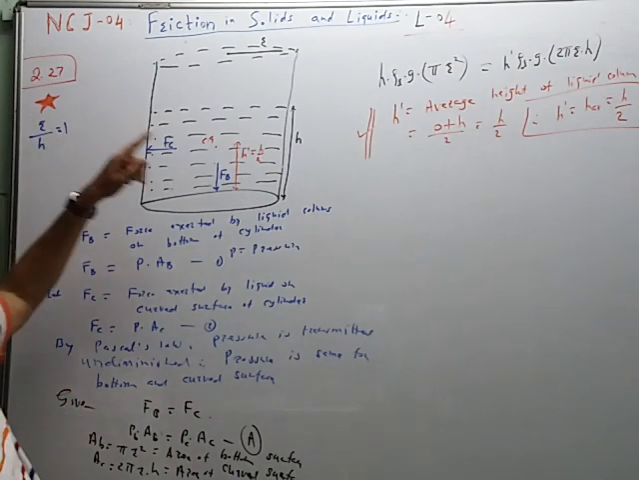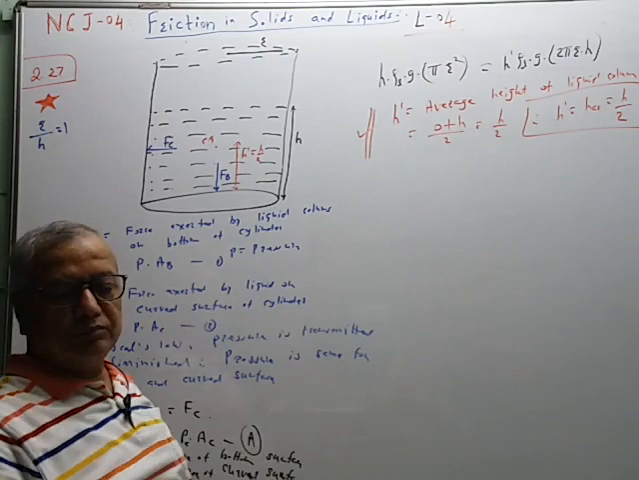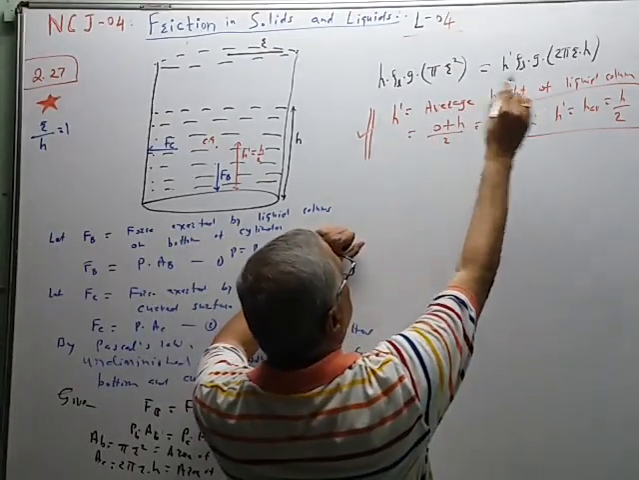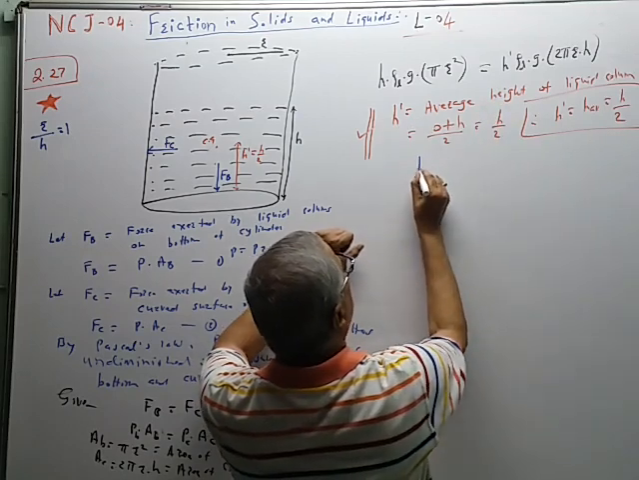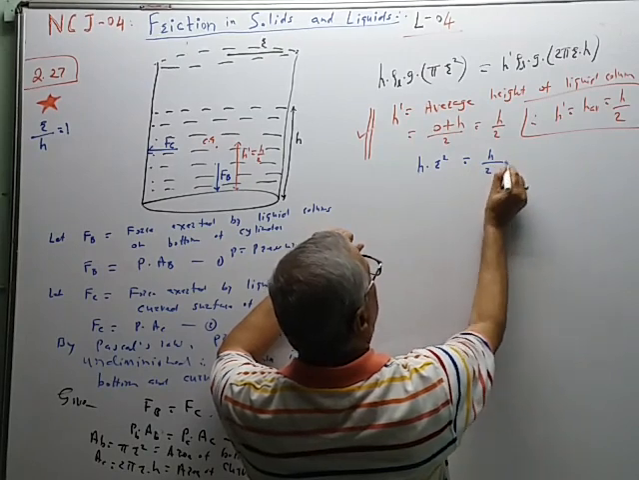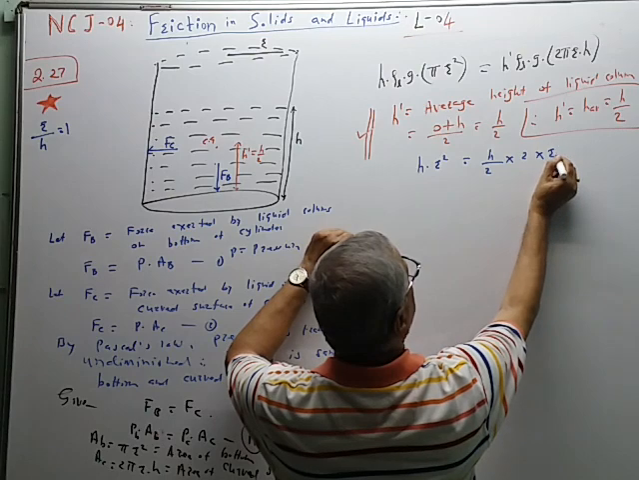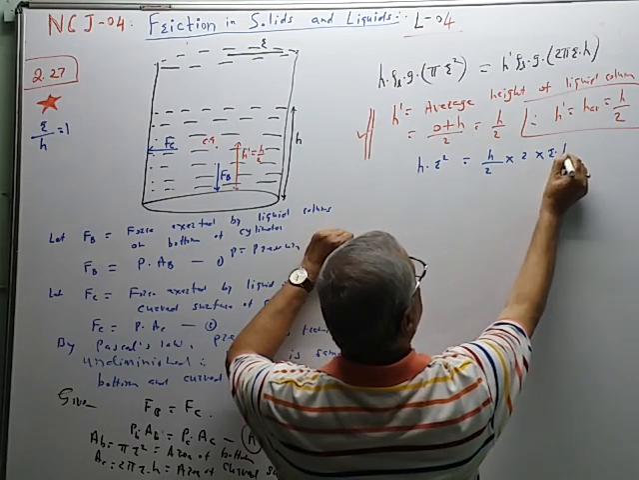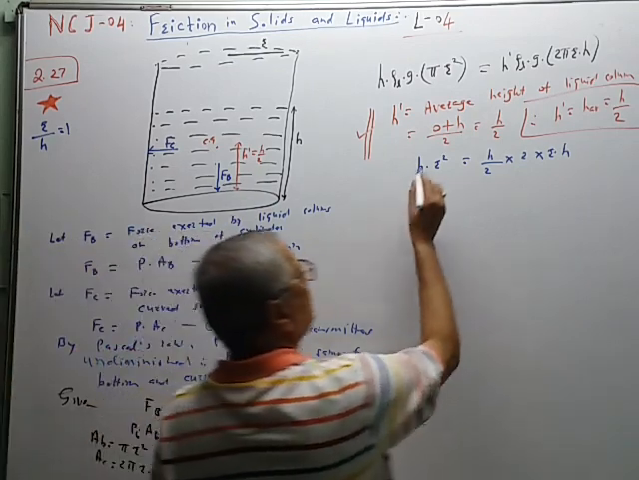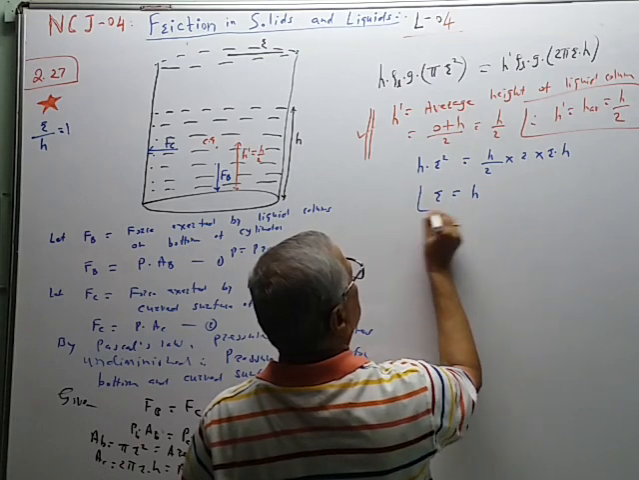So substitute here. Rho liquid cancel, G cancel, pi cancel. So H into R square is equal to H by 2 into R into H. So 2 will get cancelled, 1 H will get cancelled, 1 R will get cancelled, so R is equal to H.